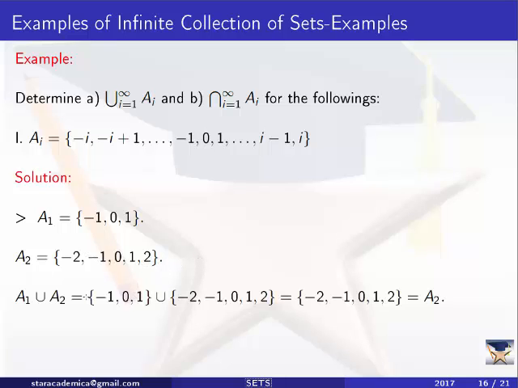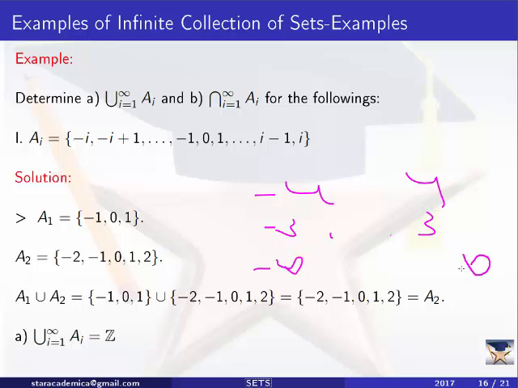Okay, hopefully this is going to give some idea. So A1 union A2 will be the integers from minus 2 up to 2, which is A2, right? So A2 contains A1, so if you are taking the union, it's A2. So if you are taking the union of all possible such sets, what happens? We keep going: A3 will be from minus 3 to 3 integers, A4 from minus 4 to 4. So up to infinity means from minus infinity up to infinity. So this is the whole integer set.